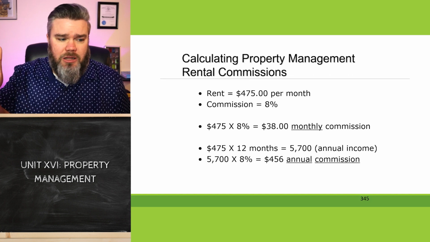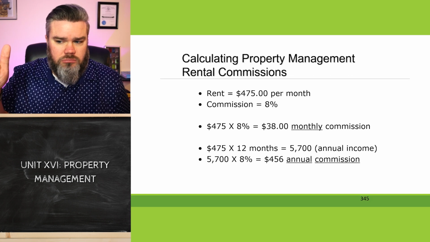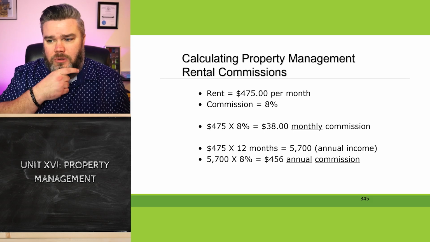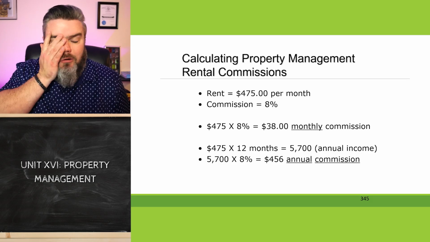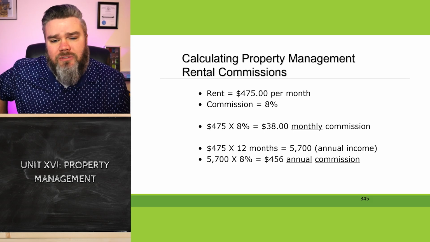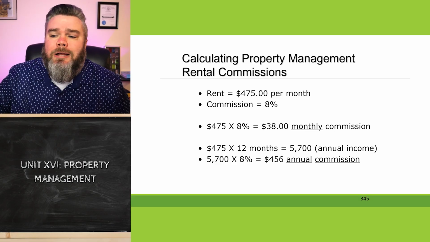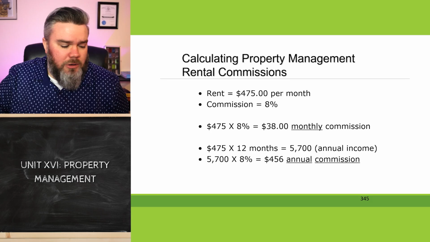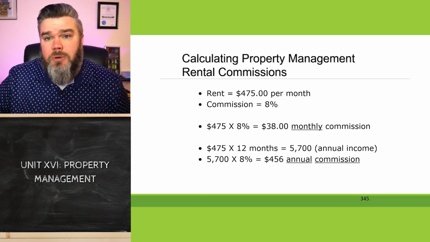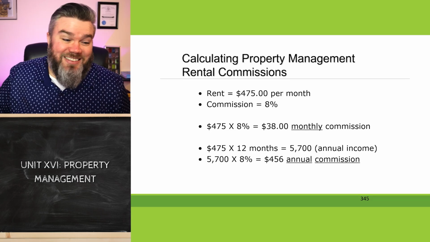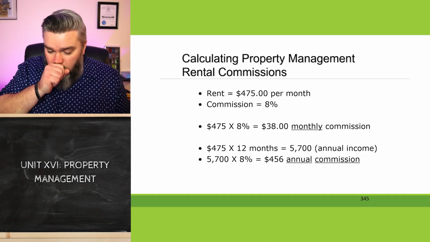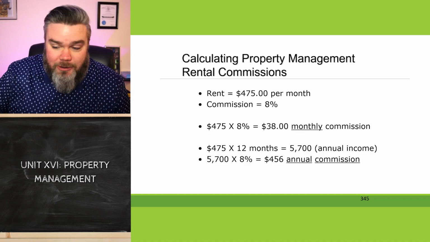We've already talked about calculating the commission. This is just an example. And of course, I don't know where rent is $475 a month, but in this instance, for 75 months, if it was a property management fee of 8%, that'd be $38 a month. If we're looking at it from an annual point of view, that'd be $456. Very small numbers, but same thing. That's crazy to think about that that's a thing.